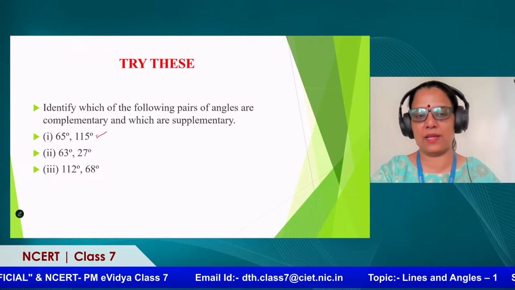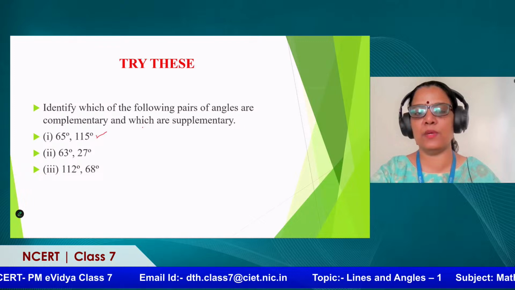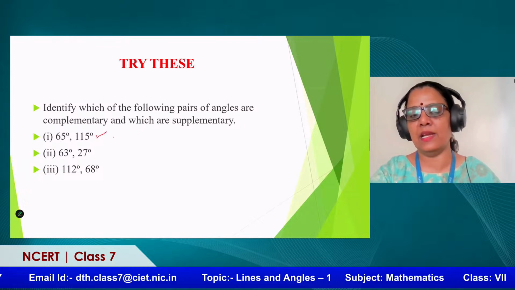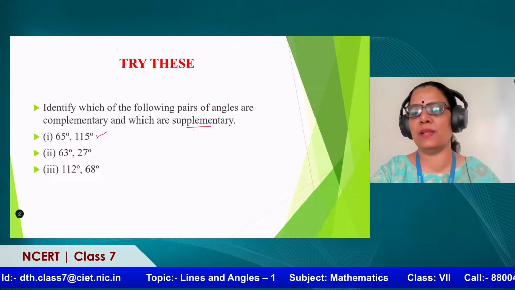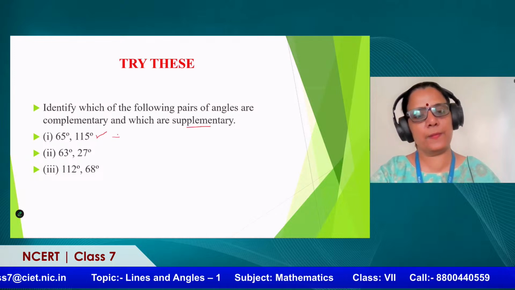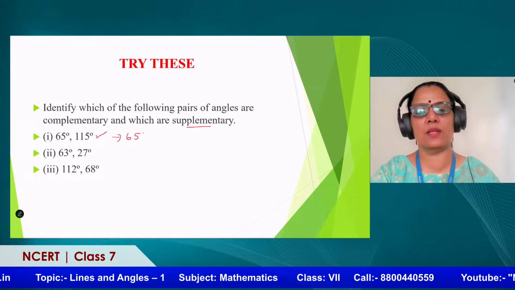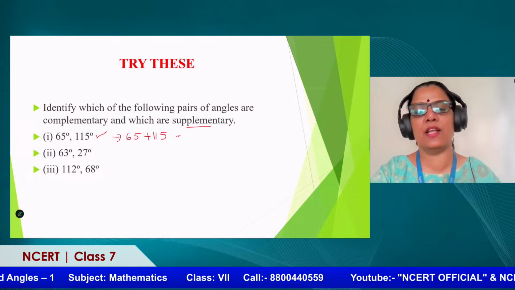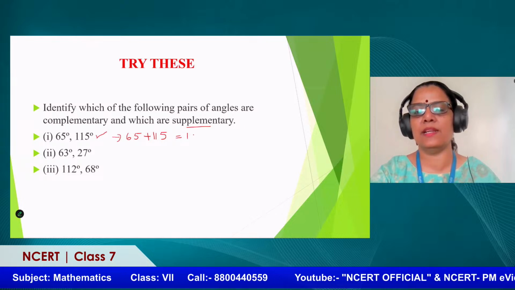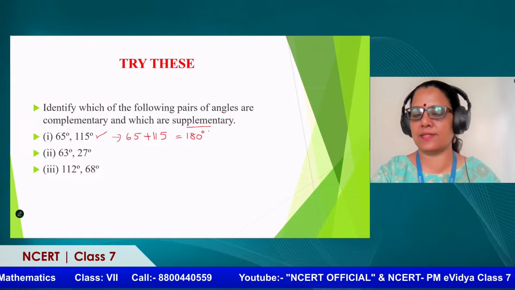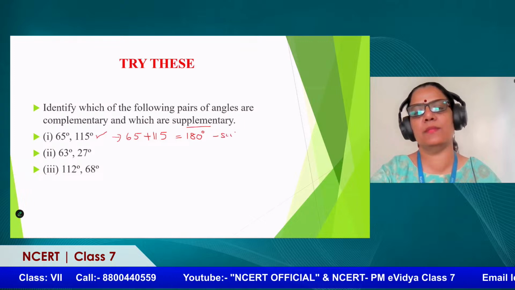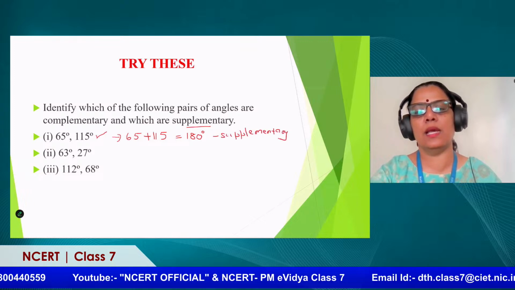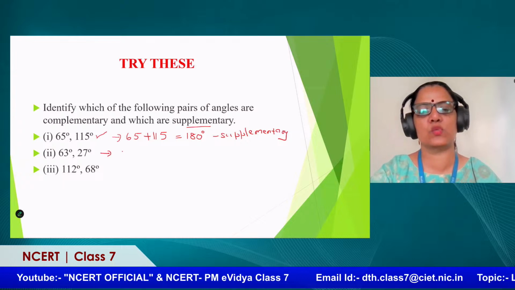We'll take the first 2 angles. We should remember that if it is complementary, it should add up to 90, and if it is supplementary, it should add up to 180. So we have to add these 2 angles. Let us add these 2 angles, and what is the value we are getting? Are we getting 180? Yes. So this one is supplementary.